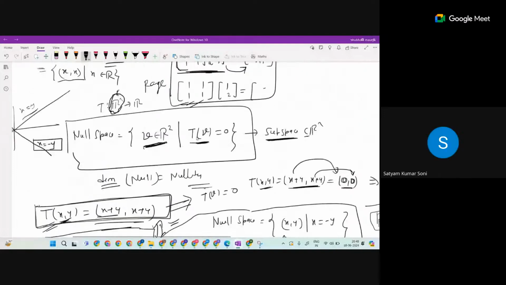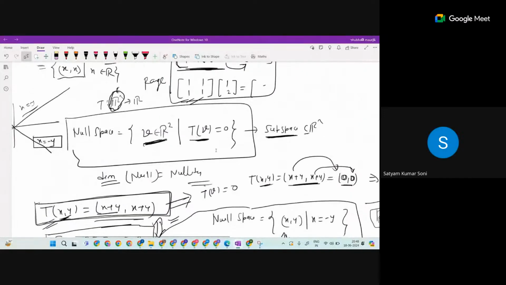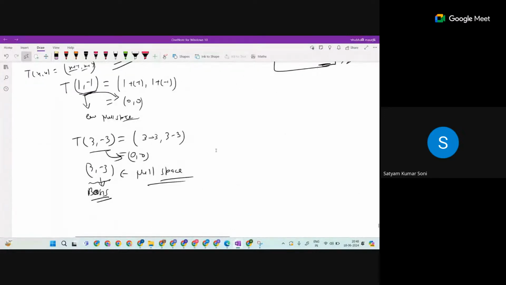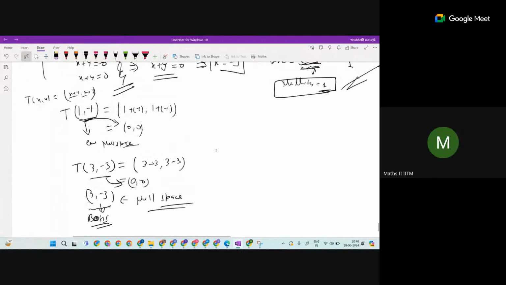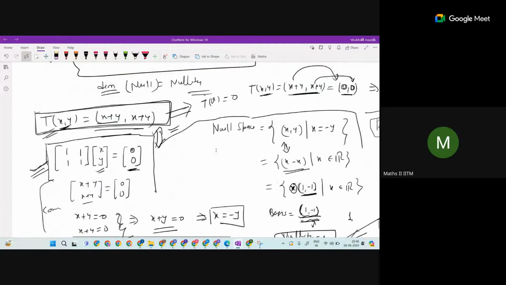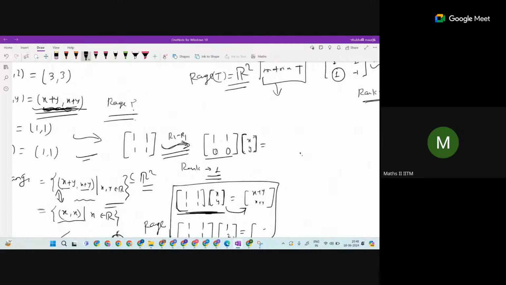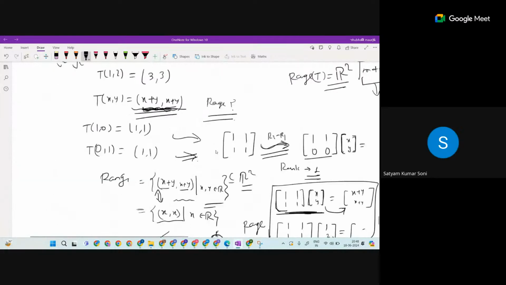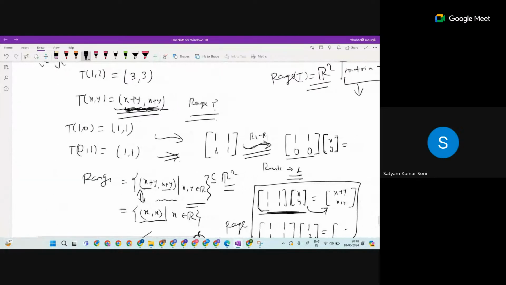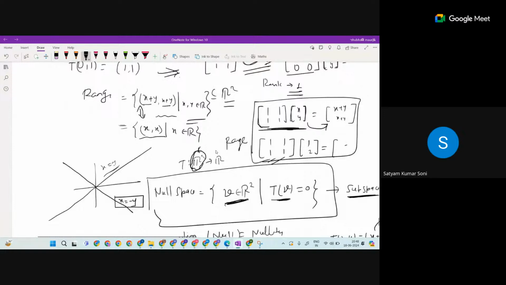Okay, and so sir, this is all about the range. Yes, sir. Sir, you explained about matrix representation here, this one. Could you explain a little bit more about the matrix representation of a linear transformation?